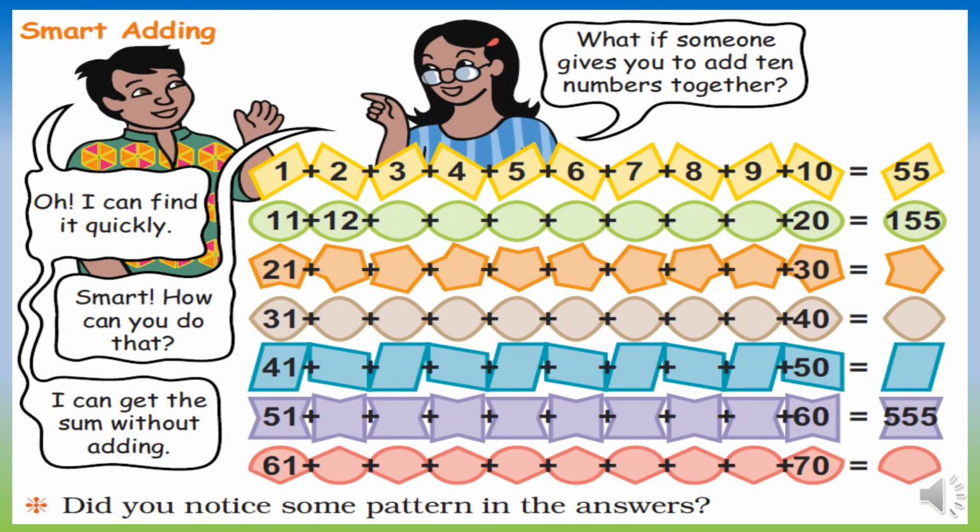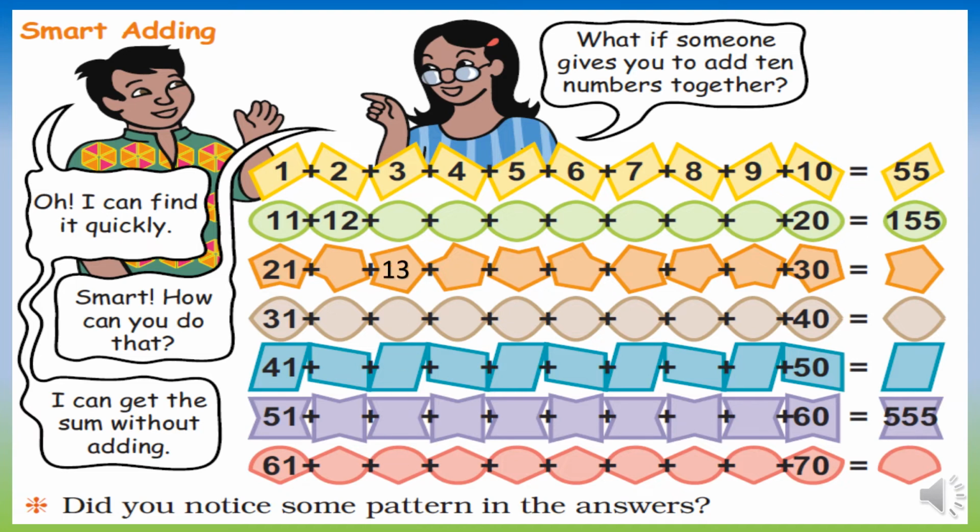Smart adding. What if someone gives you 10 numbers to add together? Oh, I can find it quickly. Smart. How can you do that? I can get the sum without adding. How? See here. 1 plus 2 plus 3 plus 4 plus 5 plus 6 plus 7 plus 8 plus 9 plus 10 is equal to 55.